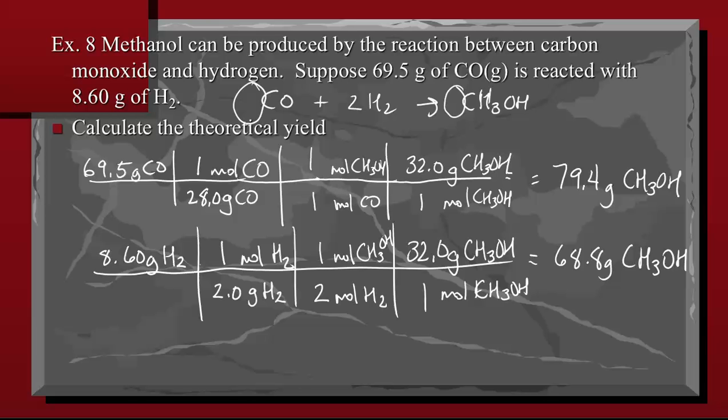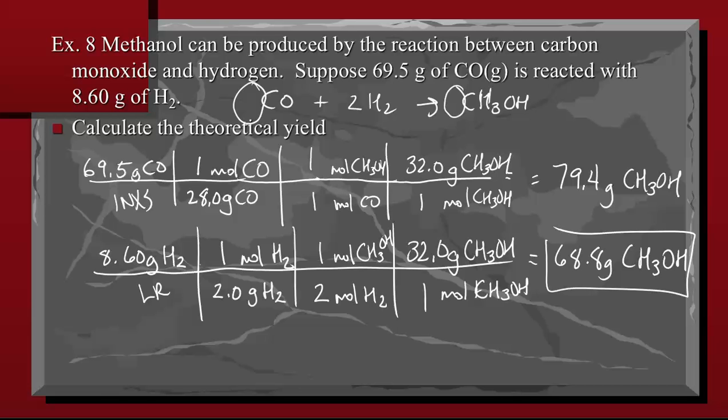All right, so we have two answers. Only one of those can be the right answer. Which one is the right answer? The smaller one. So the smaller one is the right answer, which makes this guy your limiting reactant, and the one that gives you the greater answer is in excess.